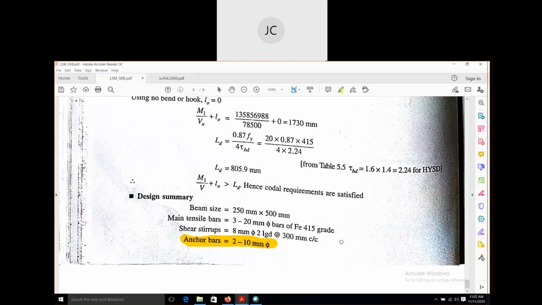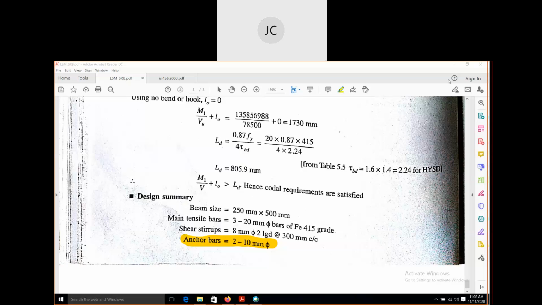So do you understand now the anchor bars? Anchor bars are provided at the compression zone to hold the shear stirrups or shear reinforcement. Otherwise, if you don't have anything at the top, you cannot bind those stirrups. So now this is all about your singly reinforced beam.